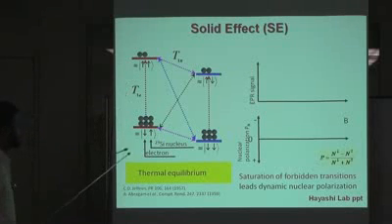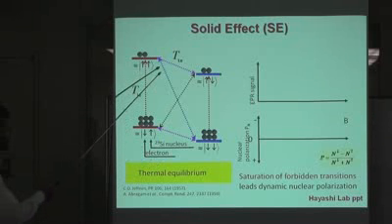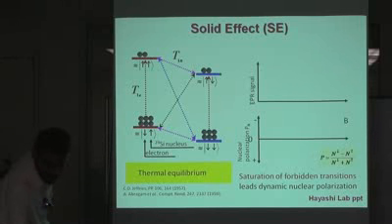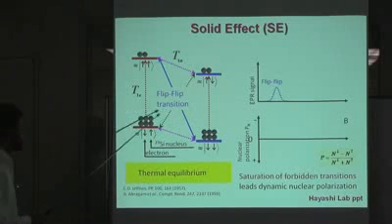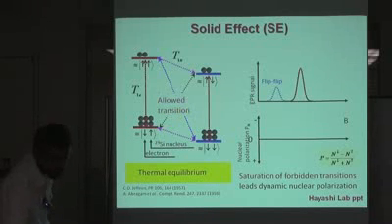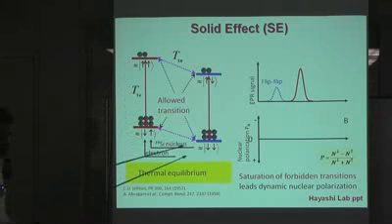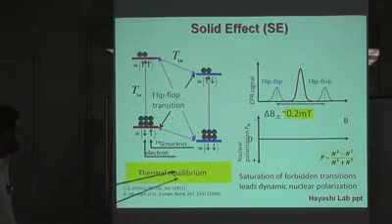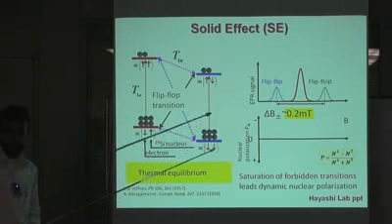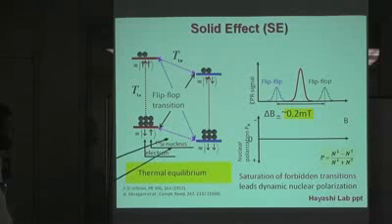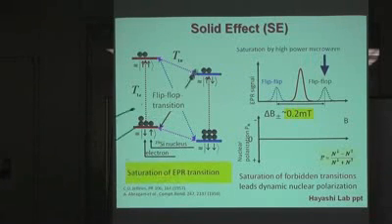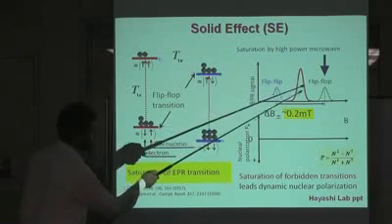This T1E represents the T1 time of electron spin, T1N represents the T1 time of nuclear spin. Transitions between these two levels are flip-flip transitions, transitions between these two levels are allowed EPR transitions, and transitions between these two levels are flip-flop transitions. Flip-flop and flip-flip transitions are forbidden transitions in EPR.